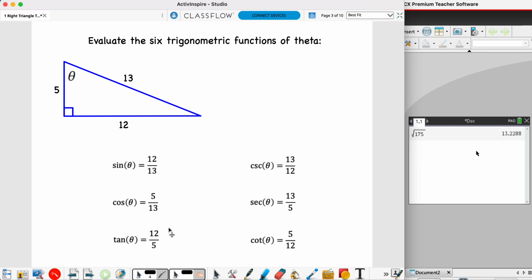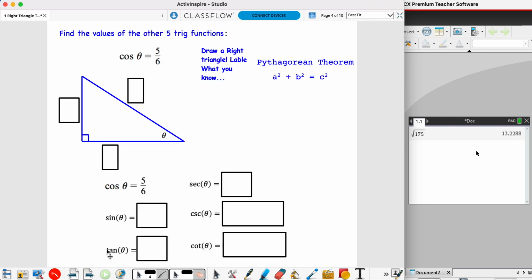So if you need to go back to this page in the video when you're going through homework as a guide, that can be kind of helpful for you, just remembering what your 6 ratios look like. To make this a little more difficult, what we can do is maybe be told one of the ratios, and be asked to find the other 5.